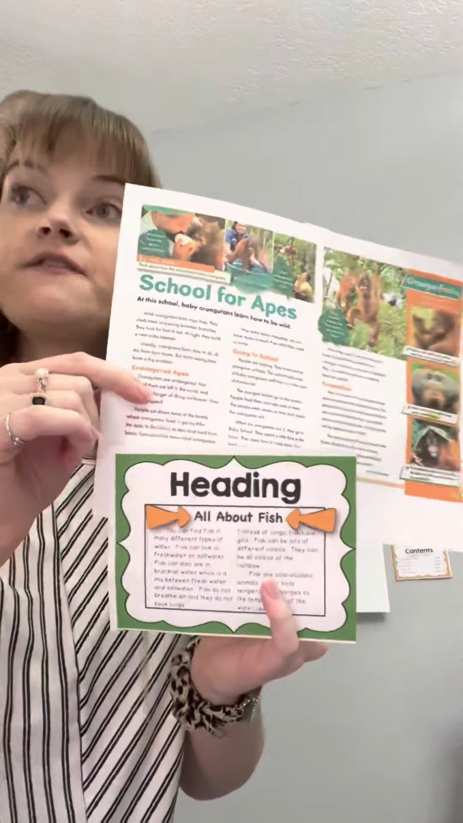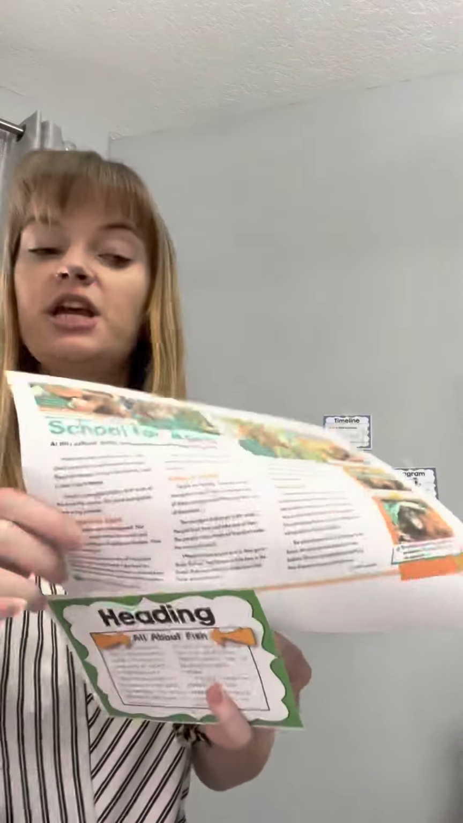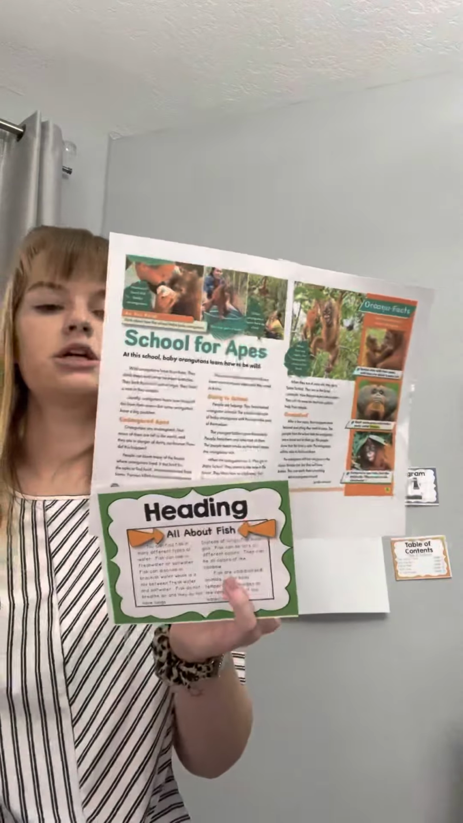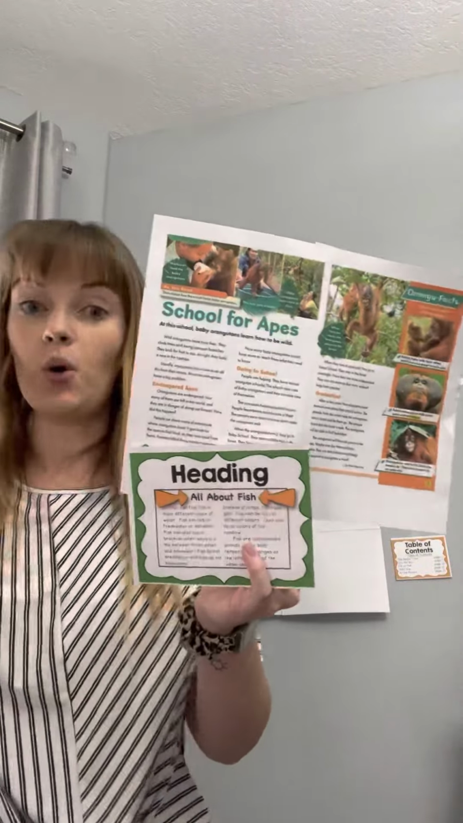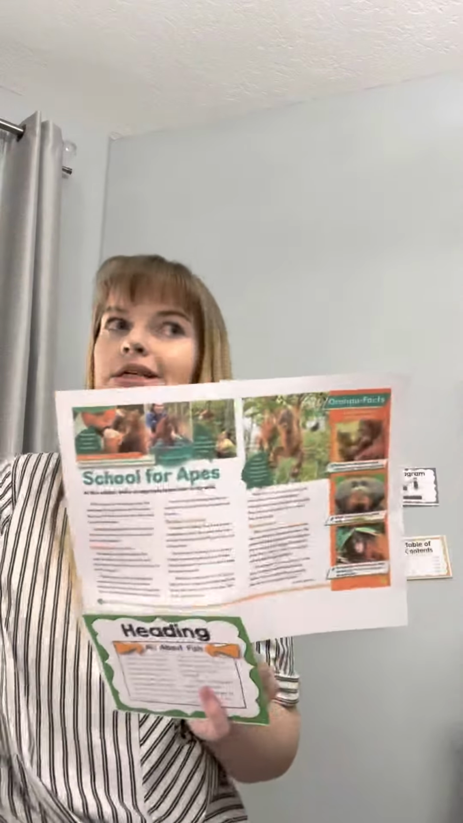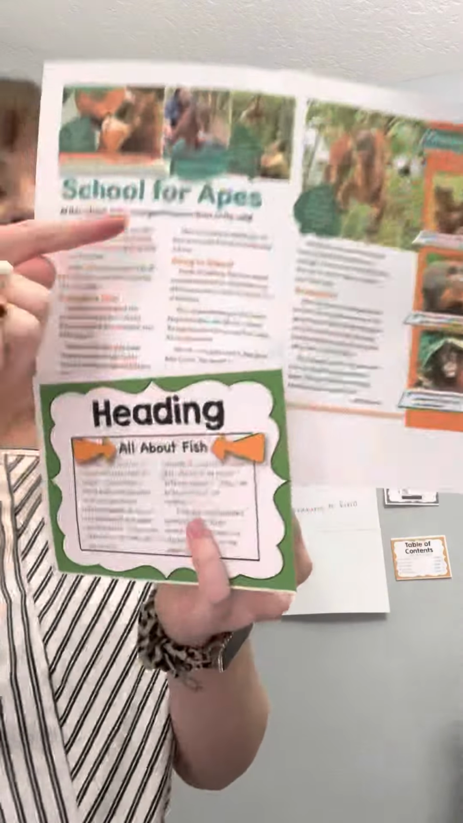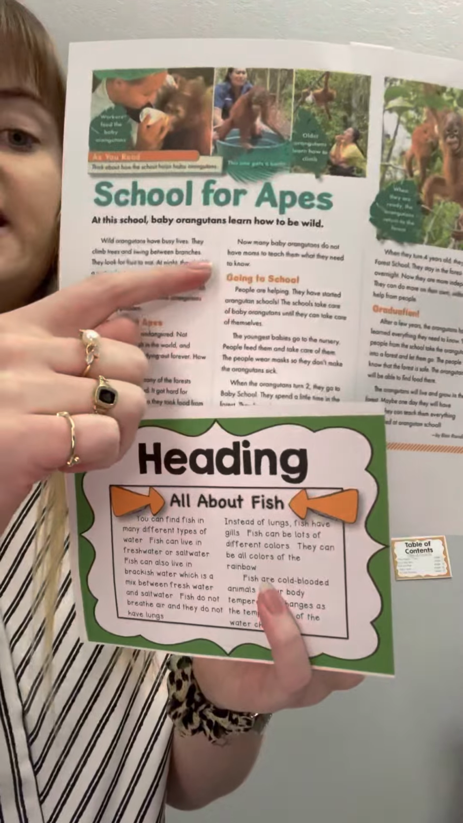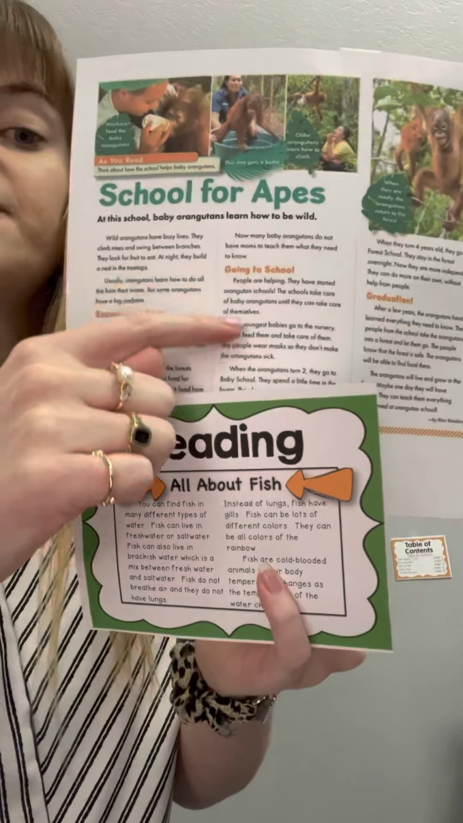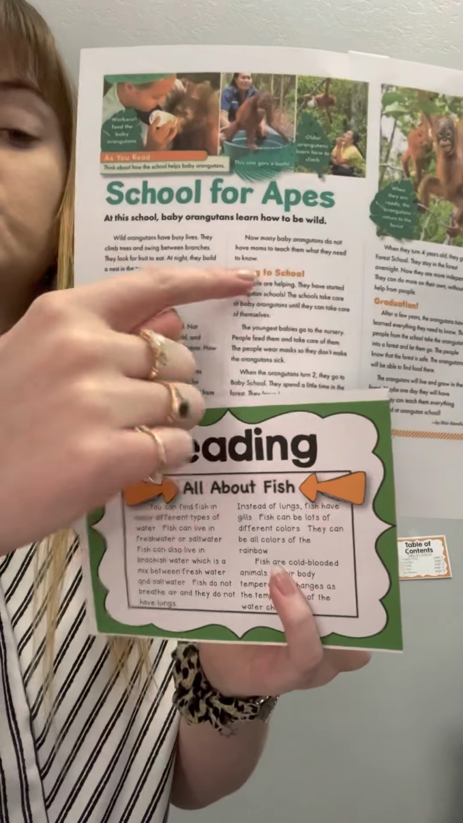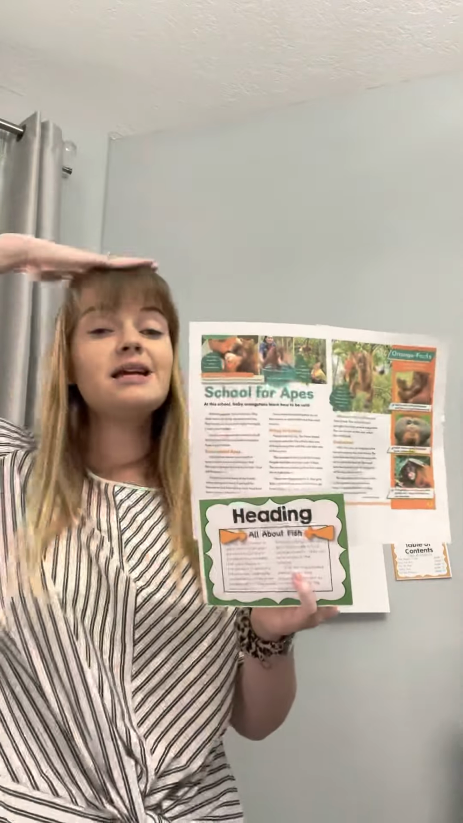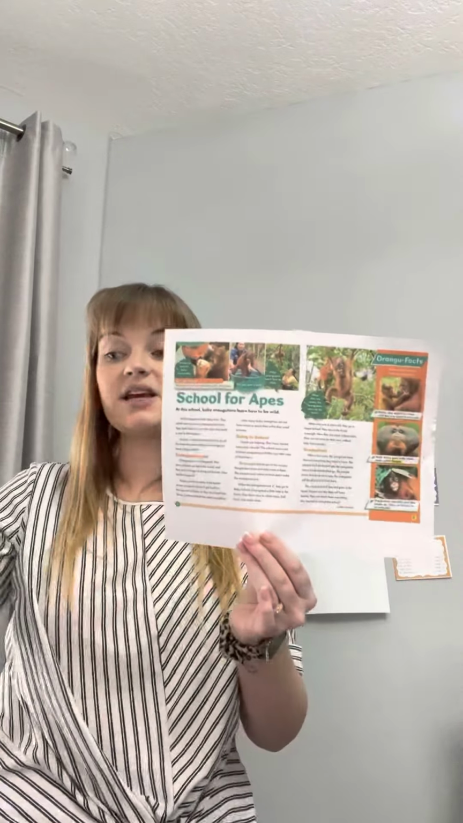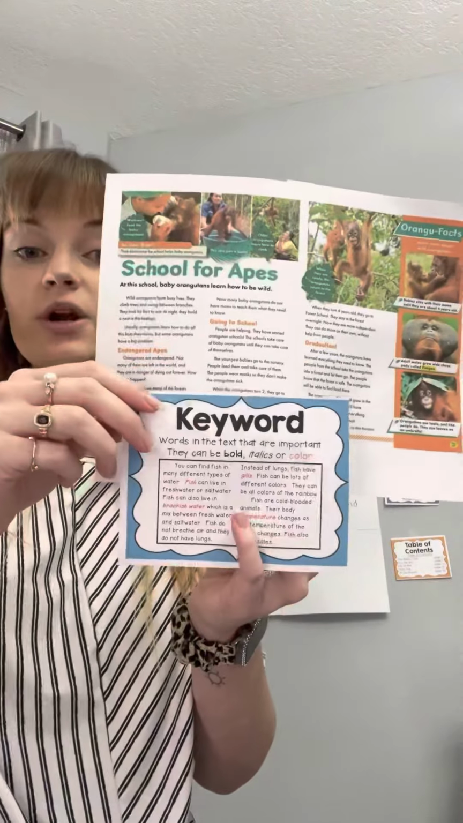Underneath each paragraph is going to give me some more information. So let's say I wanted to learn about them going to school, because I think that's kind of funny. Monkeys, apes going to school. I could go to this subheading here and find information about them going to school. So these headings tell me what I'm going to be reading about. Very good. Okay, next we're going to look for some keywords.